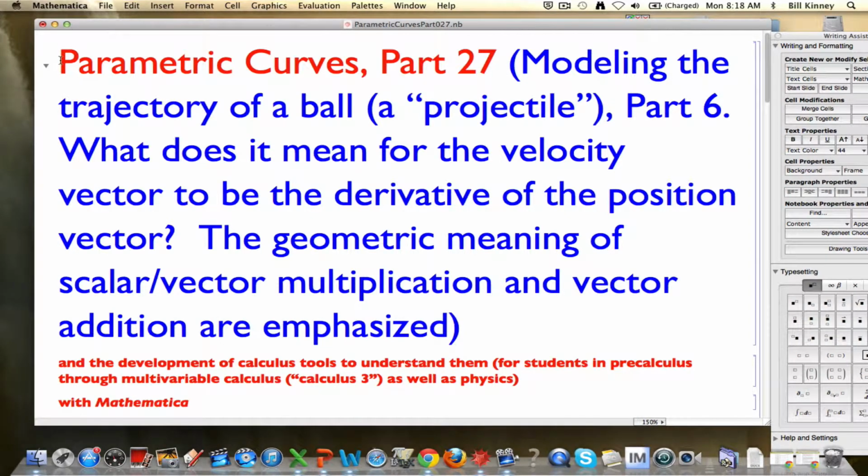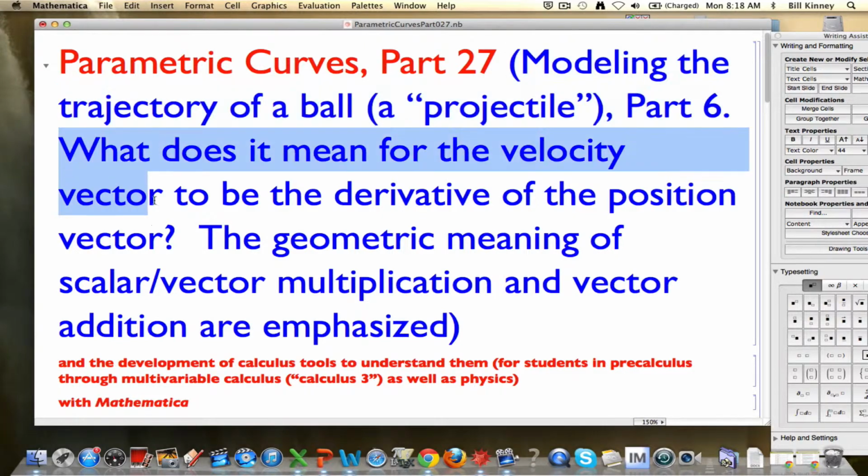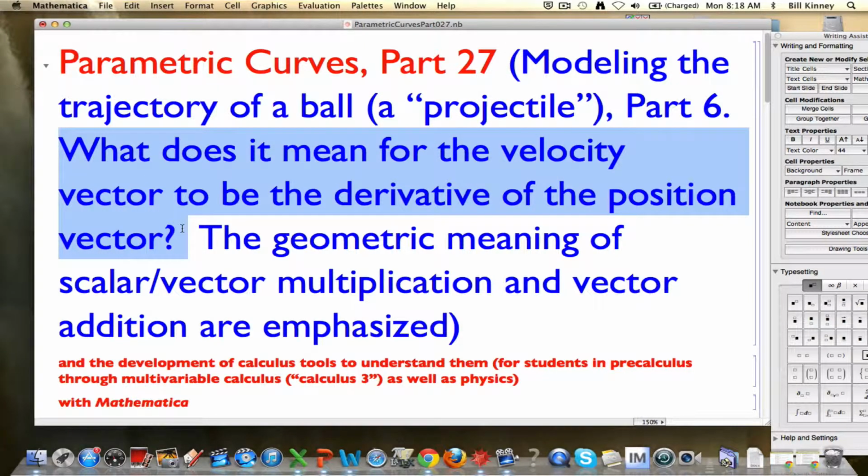You are watching part 27 of a sequence of many videos about parametric curves. It's part 6 of a sub-series about modeling the trajectory of a ball. And in this video we want to get more deeply into some calculus ideas, in particular to ask what it means for the velocity vector to be the derivative of the position vector.